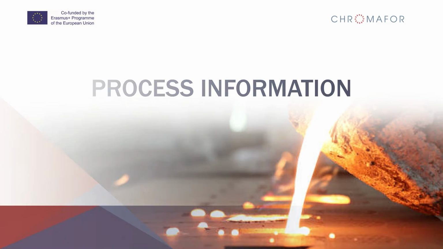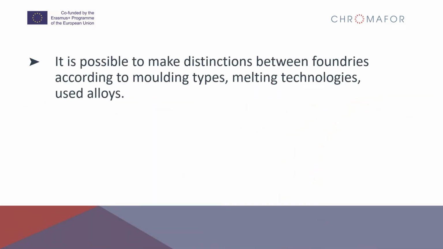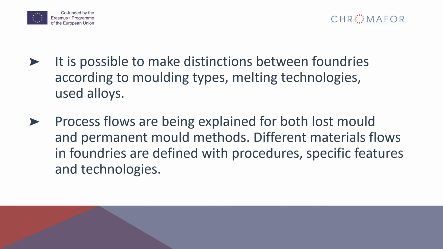Process information. It is possible to make distinctions between foundries according to molding types, melting technologies, used alloys. Process flows are being explained for both lost mold and permanent mold methods. Different material flows in foundries are defined with procedures, specific features, and technologies.